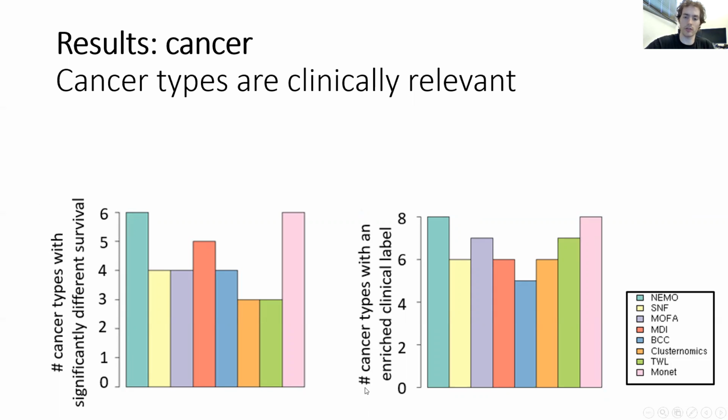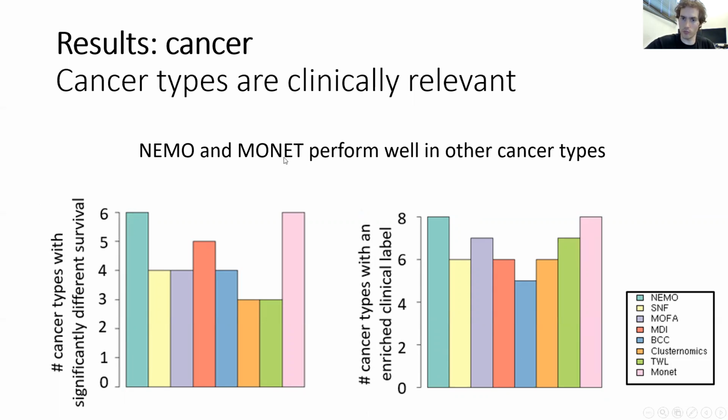The second assessment criterion that we used is the number of cancer types in which we found a significant enrichment of some known clinical labels. And again, you see that MONET has the best performance together with NEMO. But importantly, NEMO and MONET performed well in other cancer types, so these two methods can be used complementarily.